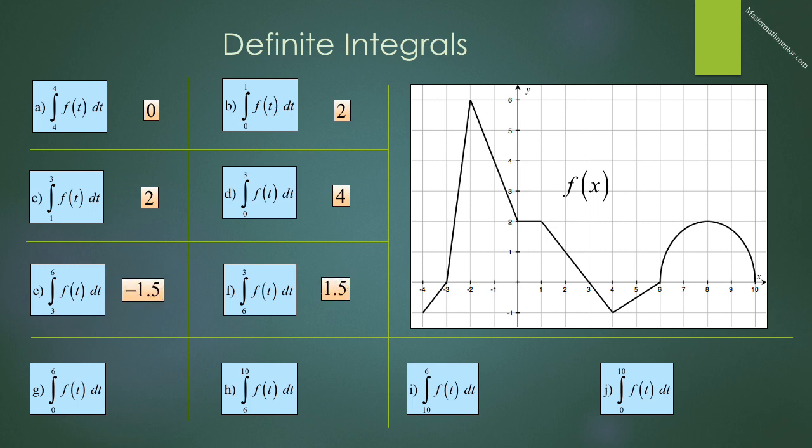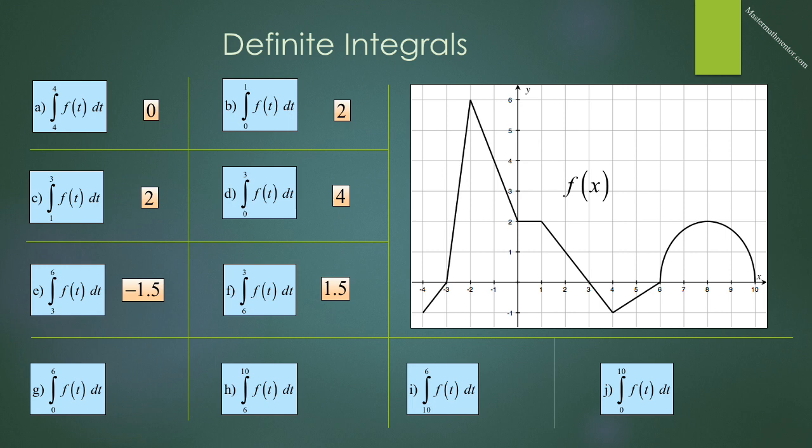E asks for the integral from 3 to 6 of f of t dt. Our dt is positive as we are going from 3 to 6. But our function is negative as it is below the x-axis. So our integral will be negative. This is simply a triangle with base 3 and height 1, so the answer is negative 1.5.